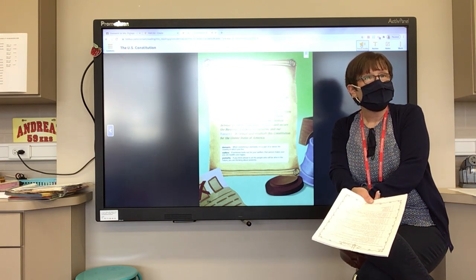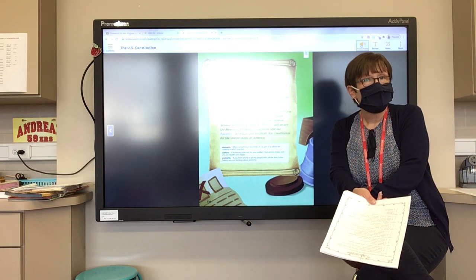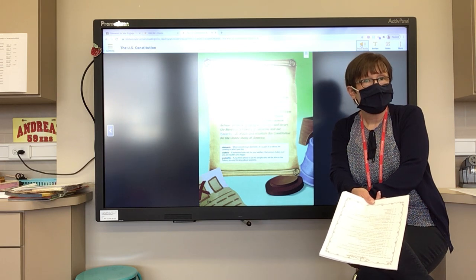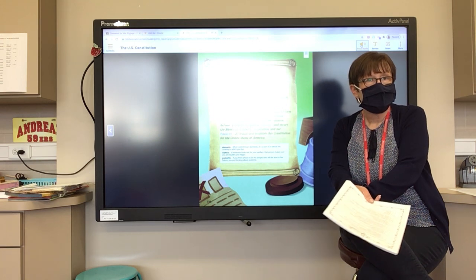Domestic. When something is domestic, it is a part of or about the country in which you live. Welfare. If someone looks out for your welfare, that person makes sure you are healthy and happy. Posterity. If you think ahead to all the people who will be alive in the future, you are thinking about posterity.